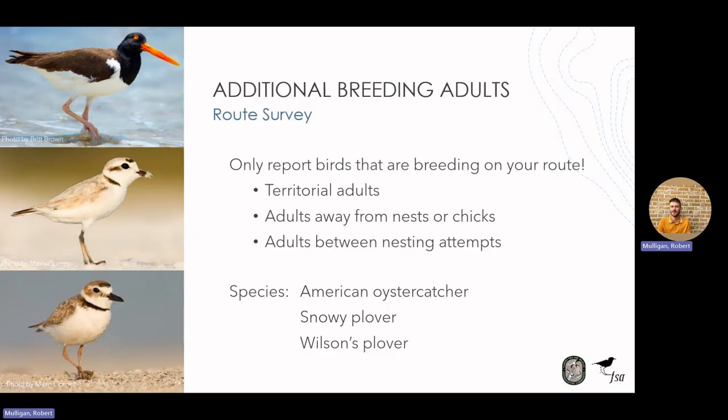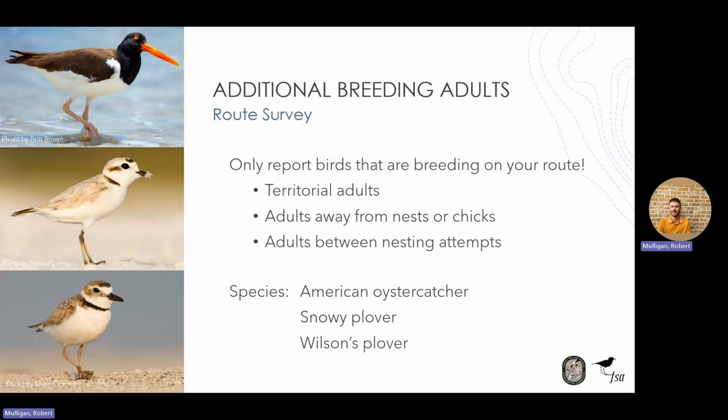On the route form, you will only be documenting counts of additional breeding adults on a route. Additional breeding adults, which are defined in the Breeding Bird Protocol on page 7, are adult birds breeding on a route that were not counted at a nest site or with chicks. This includes birds that are likely to have a nest this season, like territorial pairs or birds exhibiting other breeding behaviors. Birds that currently have nests or chicks on your route but were not observed with them.